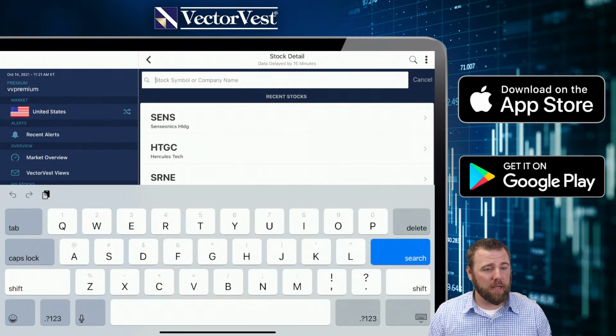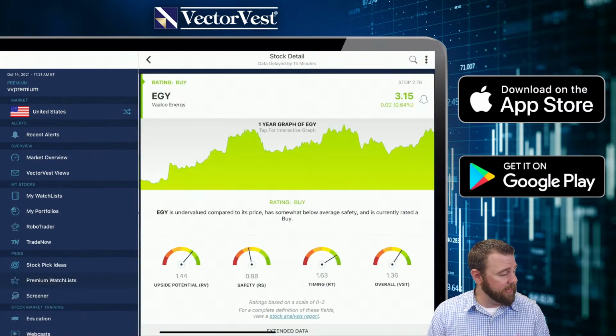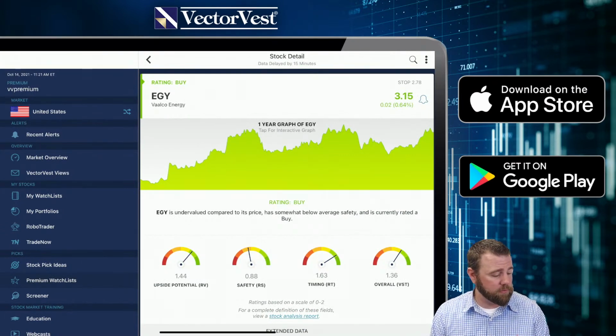All right. We already did SRNE, so EGY. EGY, good long-term potential. More risk associated with that long-term potential, however. You have a really strong short-term uptrend. No surprise being an energy stock right now. Overall, stock's definitely favorable.